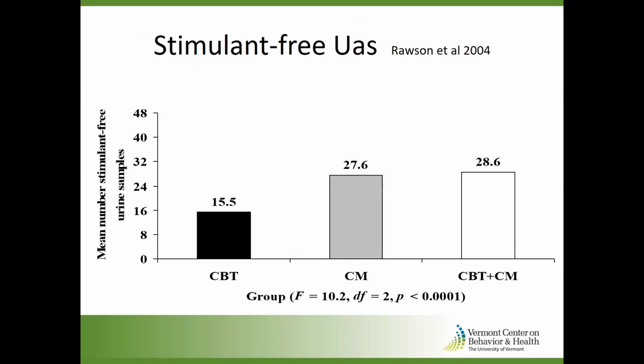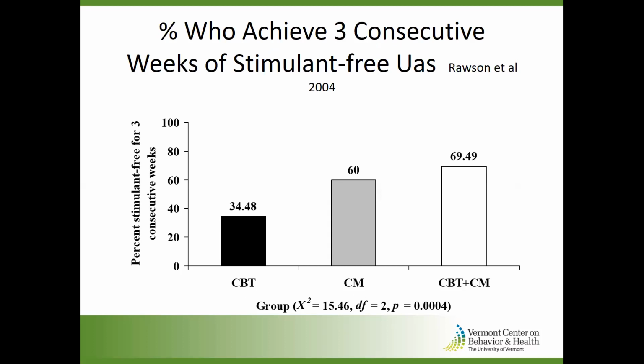The results were that this is on the y-axis, you have the mean number of stimulant-free urine samples. CBT, you got about 15 samples drug-free. And in both of the contingency management groups, it was about double that. You got close to 30, and there was no difference in the additive effect. So both of those are highly statistically significant.